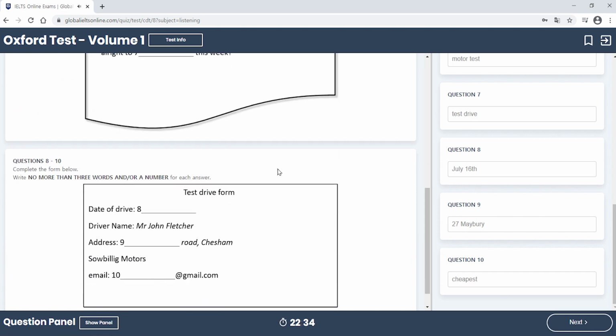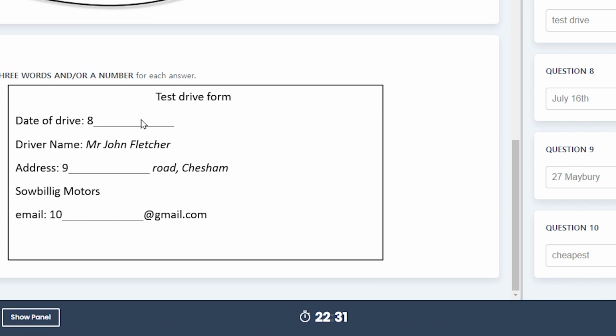Okay, so we got those answers coming in. So we have the date of the drive, July 16th. So you can write whichever way around you want to. If you say 16th July, July 16th, either way will be fine for the test.